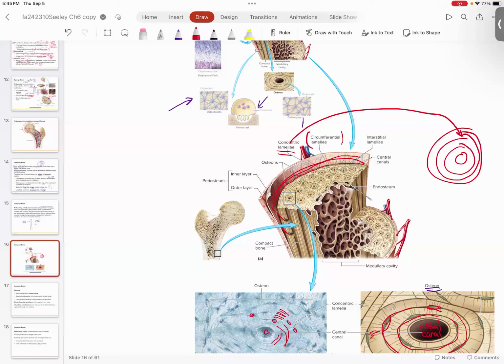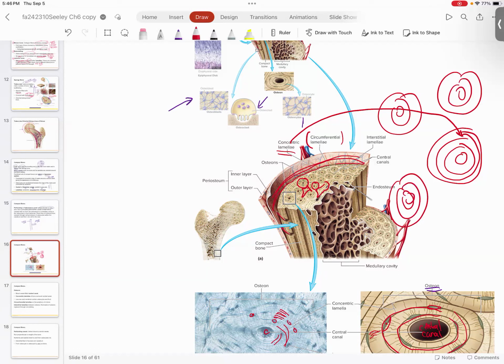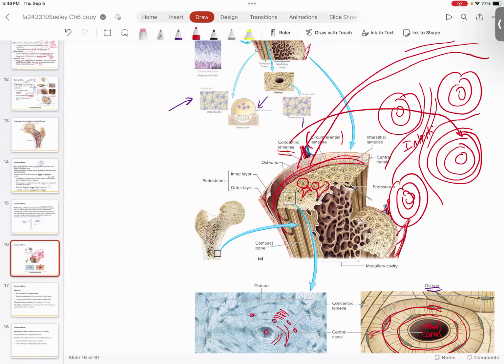And then the interstitial is going to be all the stuff in between. Like for instance, here's one osteon, here's another osteon. All this stuff right here in between, the holes that you're plugging in between the osteons, is interstitial. So if I have a couple of osteons, then all this would be interstitial. So if I have lamella in here, filling in these gaps, this is all interstitial. And then the circumferential will be layers that go around the circumference of the bone itself.